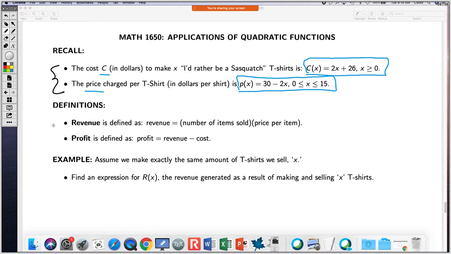So we got a couple new concepts this week. Revenue is defined as the number of things you sell times the price per item. So revenue is literally the money you bring in by selling your goods. So in this case, let's say I'm selling t-shirts at $5 a piece. If I sell 10 t-shirts, that would be what? 10 t-shirts times $5 a piece. They give me a revenue of $50.